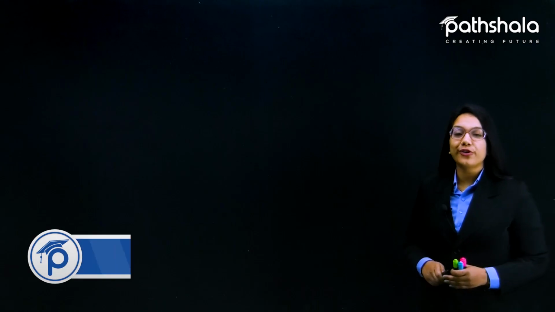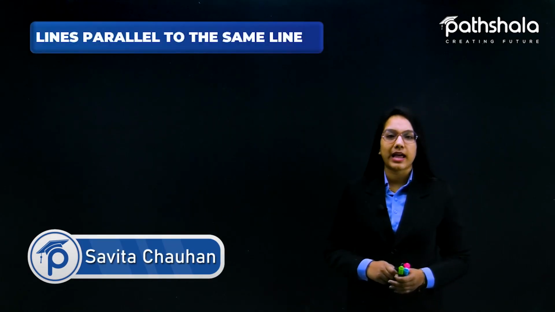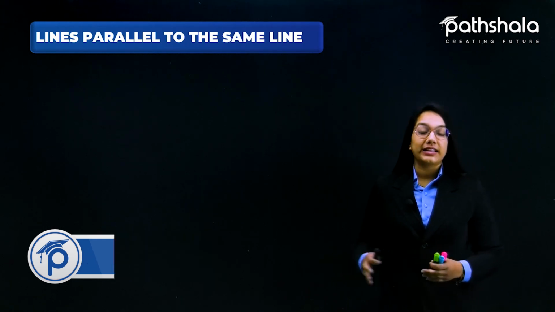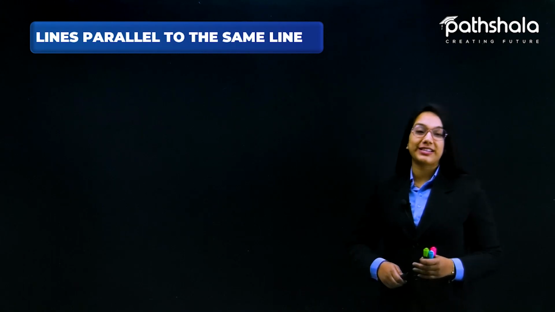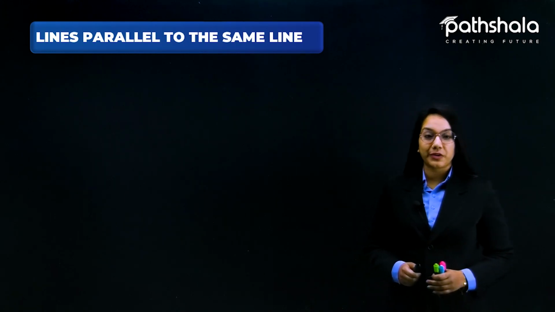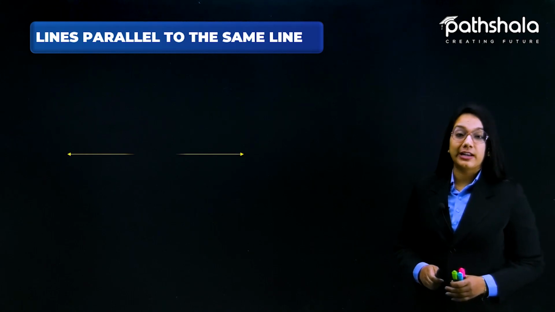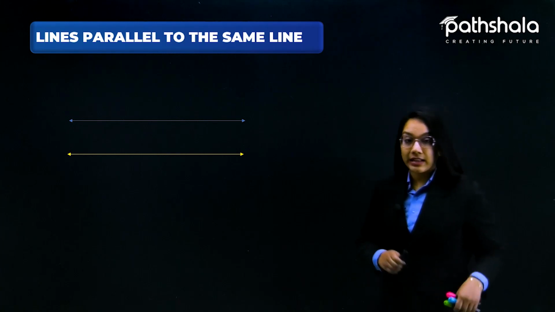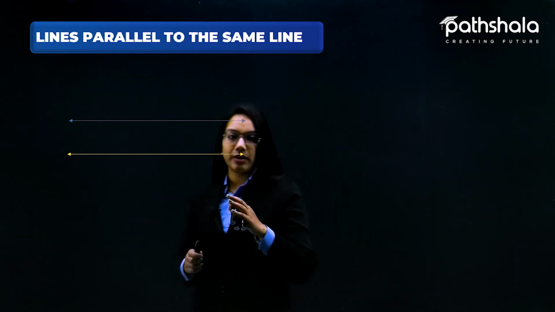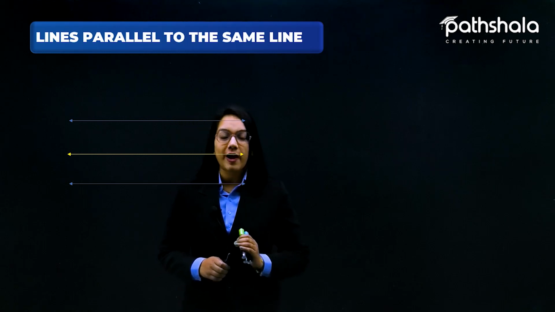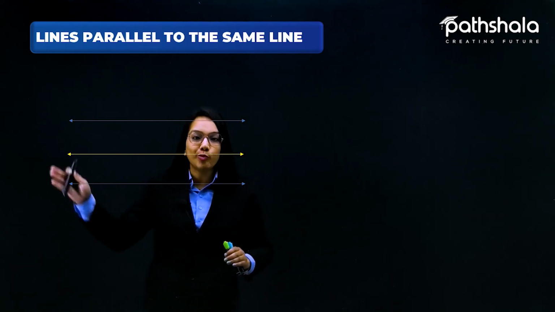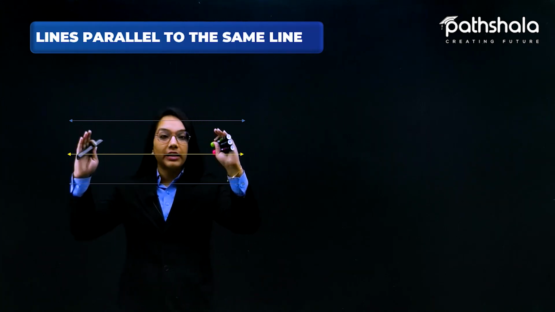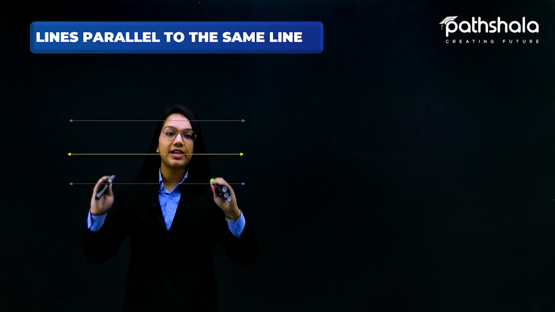Now let's move on to a new topic called lines parallel to the same line. As you can see from the heading, we are talking about lines that are parallel to the same line. Suppose I take any given line, and there exists a line parallel to this yellow line, and there exists another line that is also parallel to this yellow line. Now we have to prove whether these two blue lines are parallel to each other, because this is the given line, and I have taken this line parallel to this one, and I have taken this line as parallel to this one.